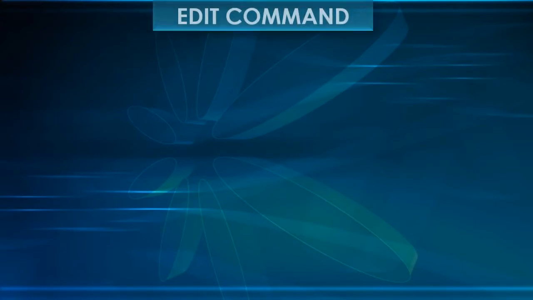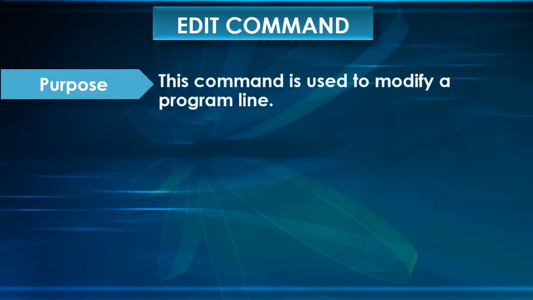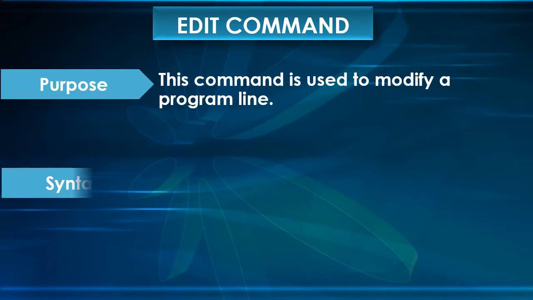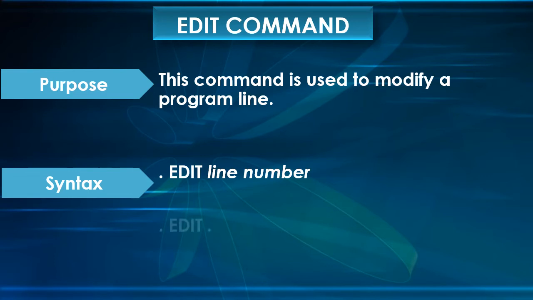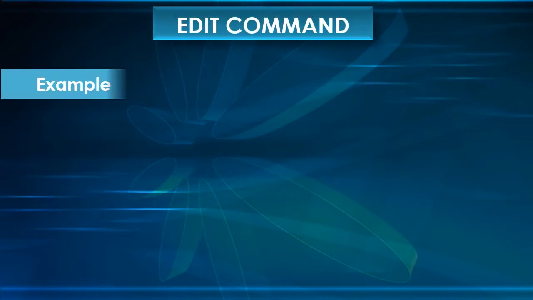The next is edit command. This command is used to modify a program line. If you write edit line number, it will allow you to edit that specified line number. And if you write edit dot, it will allow you to edit the current line number. Let's see some examples for edit command.